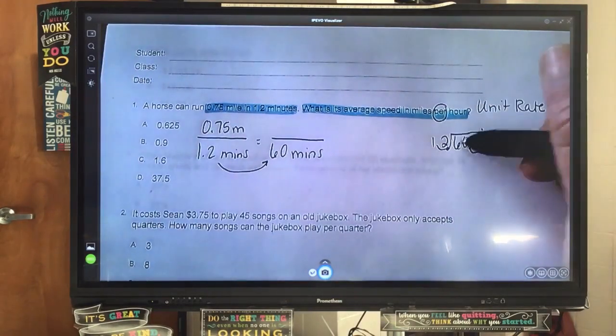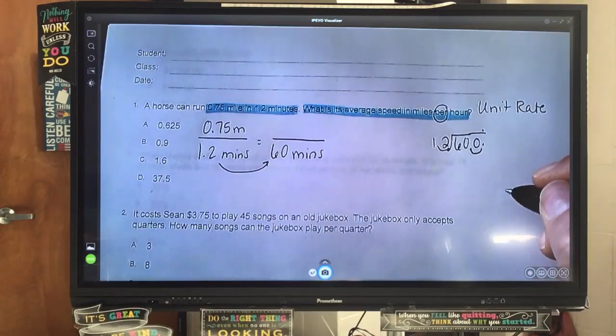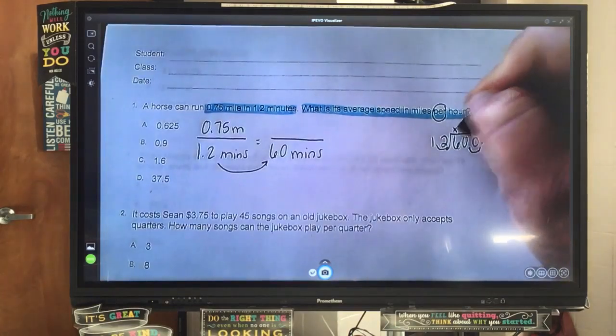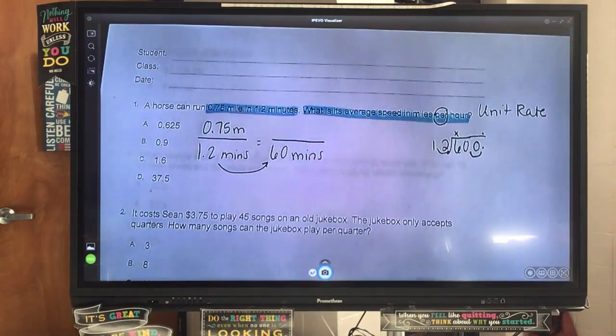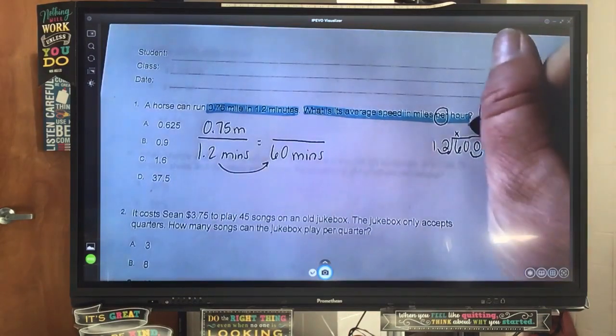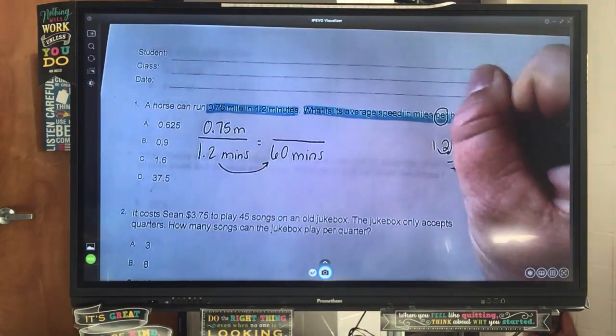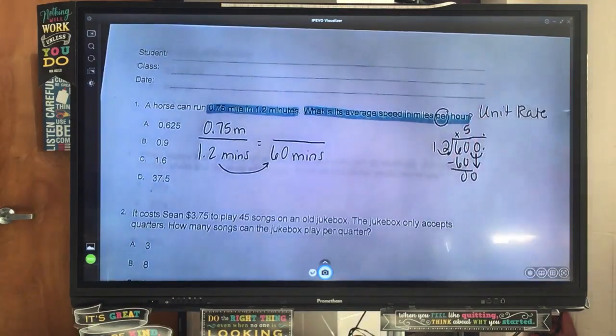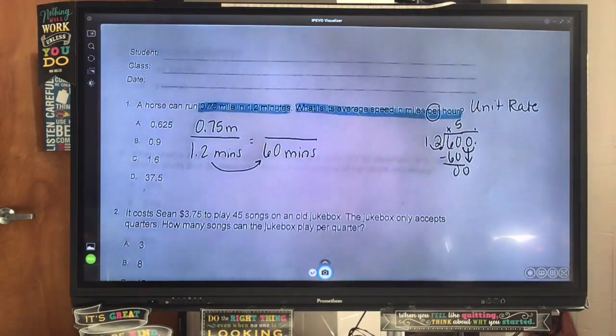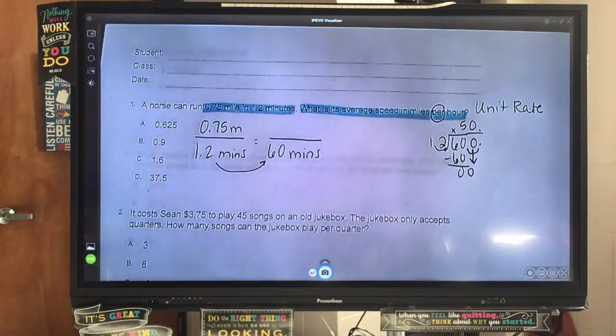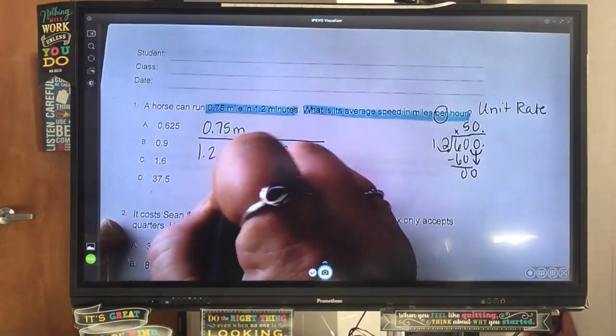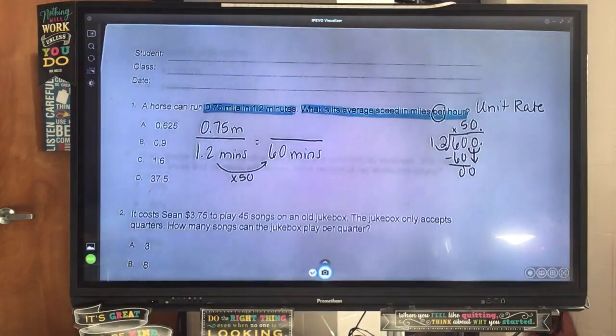So what times 12 gives me 6? Anything? Nothing. Alright, what times 12 gives me 60? Krishana. And then what times 12 gives me 0? Mila? 0. Alright, so now I know that I multiply by 50 here. So then what do I have to do to the top? Aiden.